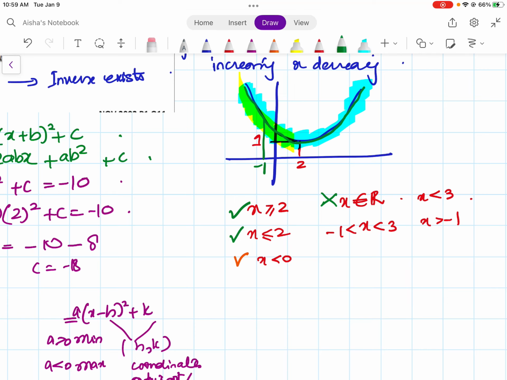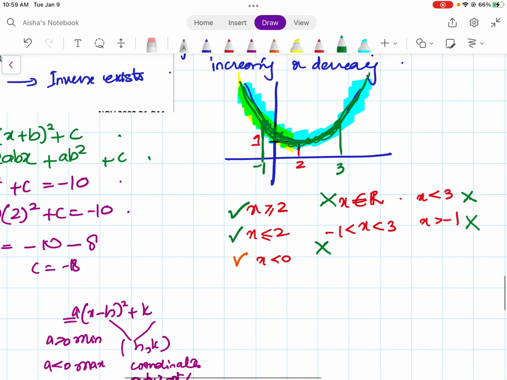Minus 1 starts from here, 3 ends here. So that means the turning point comes within the domain. So inverse will not exist. Less than 3 means this entire function, you go down and then you start going up. The turning point comes within the domain. Inverse will not exist. Starting from minus 1, going forward, we just went on and on. The inverse will not exist. Okay, so you have to be careful.